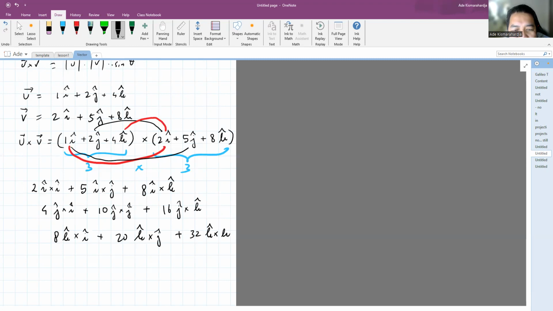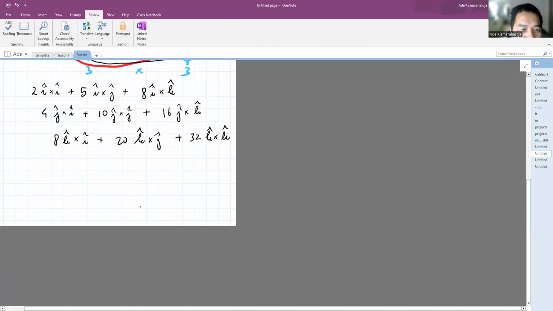So as I said before, we will have 9 terms. You see 1, 2, 3, 4, 5, 6, 7, 8, 9. Now, probably you wonder, what are these? i cross i, i cross j, i cross k, and so on. Okay, let me now show you, yes?